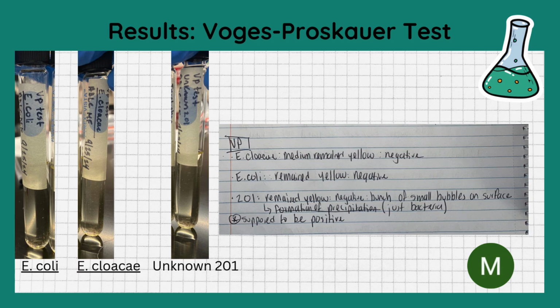Unknown 201 also showed a negative result, although there were bubbles on the surface, which we concluded were just bacteria that precipitated. It is important to note that this sample was supposed to be positive, which means that it does form acetoin, and it should have been a red color.